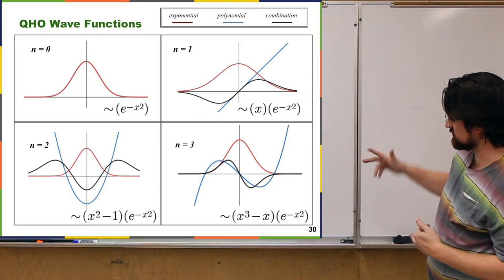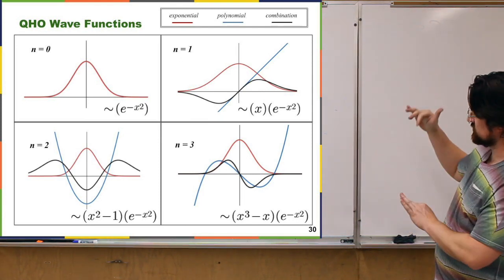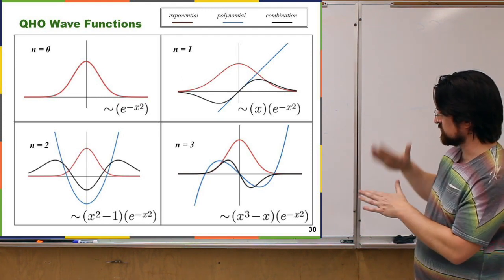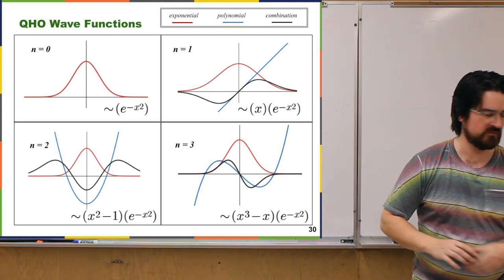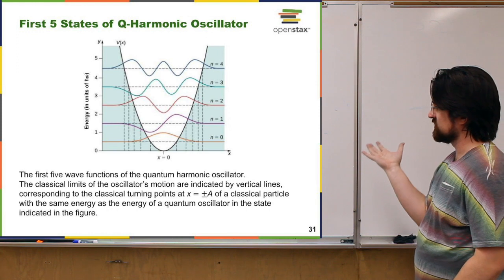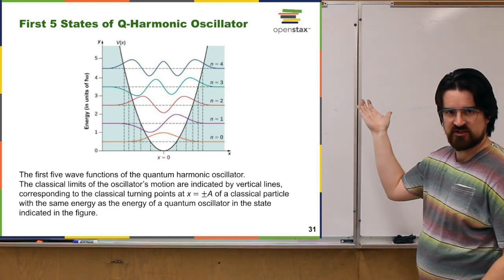N is equal to 3. It's getting a little more complicated, but you can see if you combine the exponential and the Hermite polynomial, black's the result there. So here again we have another graph of these wave functions. Now they're kind of overlapping on this energy scale.